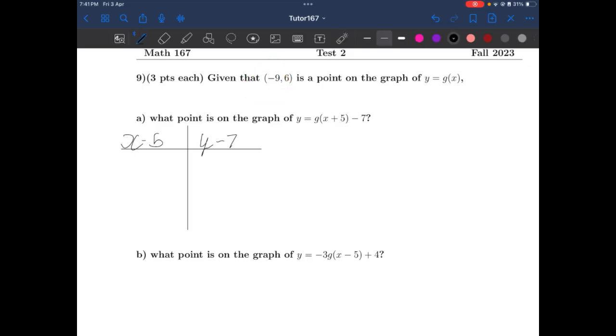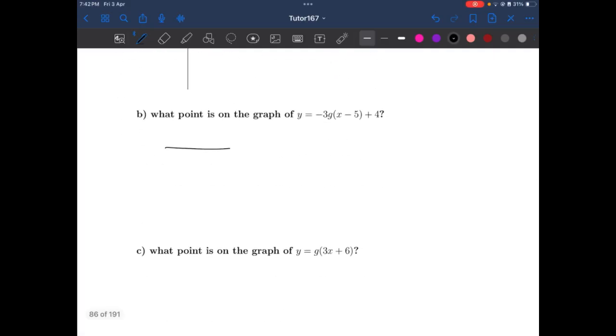And what are our values up here? X is negative 9, and then y is 6. So we're just going to have negative 9 minus 5, and then 6 minus 7. So our answer, the point on the graph, would be negative 9 minus 5, which is negative 14, and then 6 minus 7, which is negative 1. That's our answer.